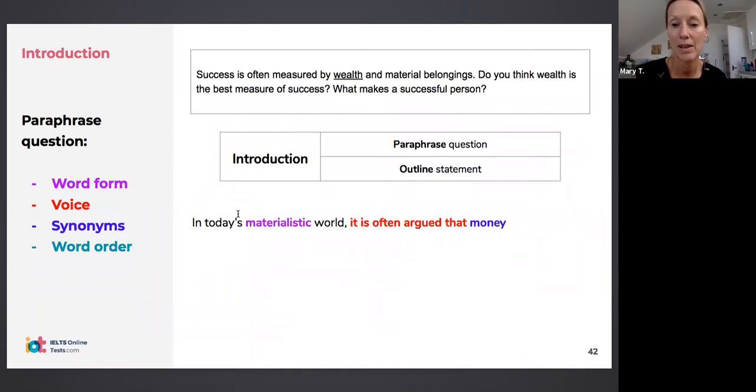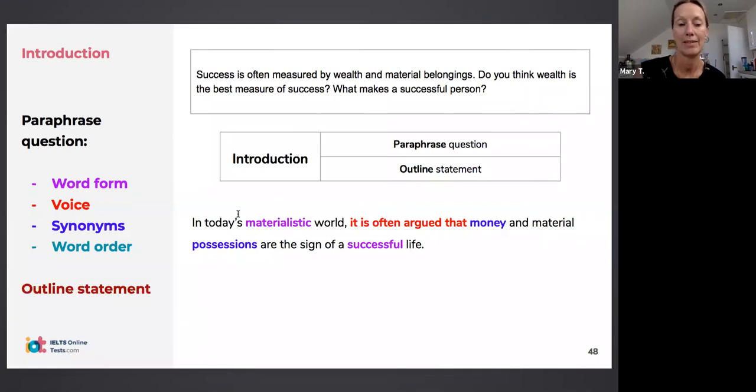Sorry, I put that one in for you. So it is often argued that money and material, what? So a synonym for belongings. Possessions, very good. Yeah, material possessions are the sign of a what? So word form, similar to success, successful, yes, good. Okay, so that is really paraphrasing the question.